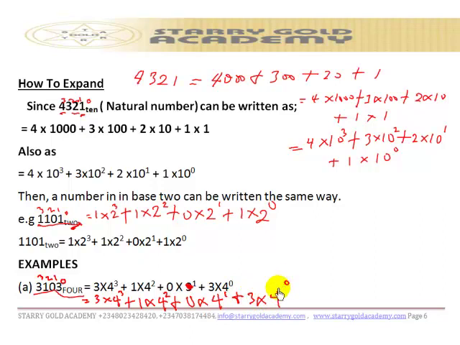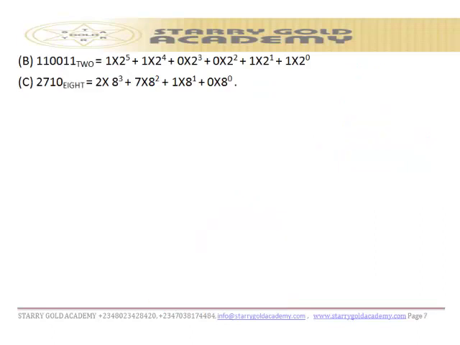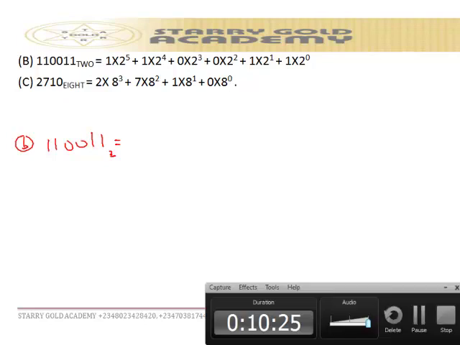Now what you have just done is you have just expanded this number. Let's check out other examples that we can expand. I believe by now you should be getting the logic behind expansion of numbers. So we have 110011 base 2. How do you expand this? I already gave you the tactics of expansion: you need to check out your base and look at the place value system from your unit to the highest place value.